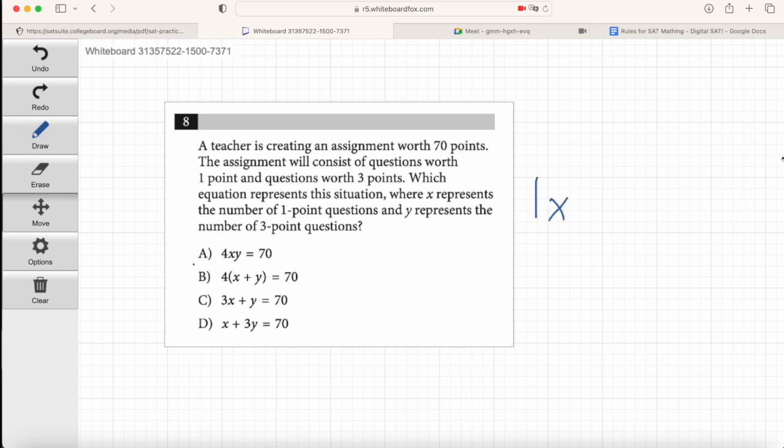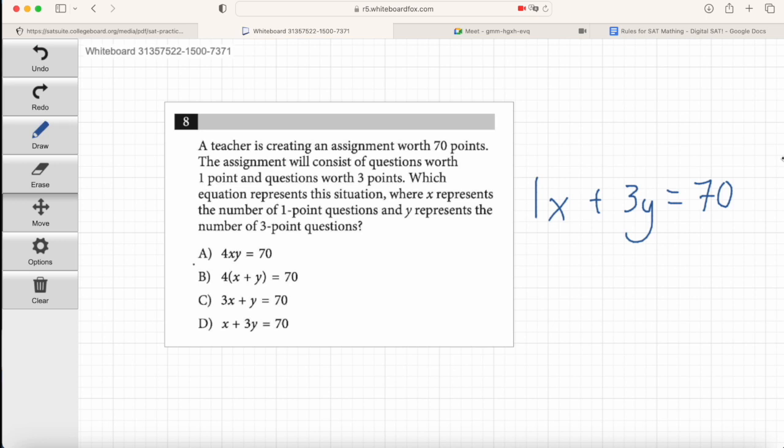Yeah. Okay. And then the number of 3-point questions is Y, and you could represent the points from the 3-point questions as 3 times Y, because for each 3-point question, you just multiply by 3 to get the points. Does that make sense why 3Y represents the points from the 3-point questions? Yeah. And then if you add all that up, you should get 70, because the total number of points for the assignment is 70. Does that make sense? Yeah.